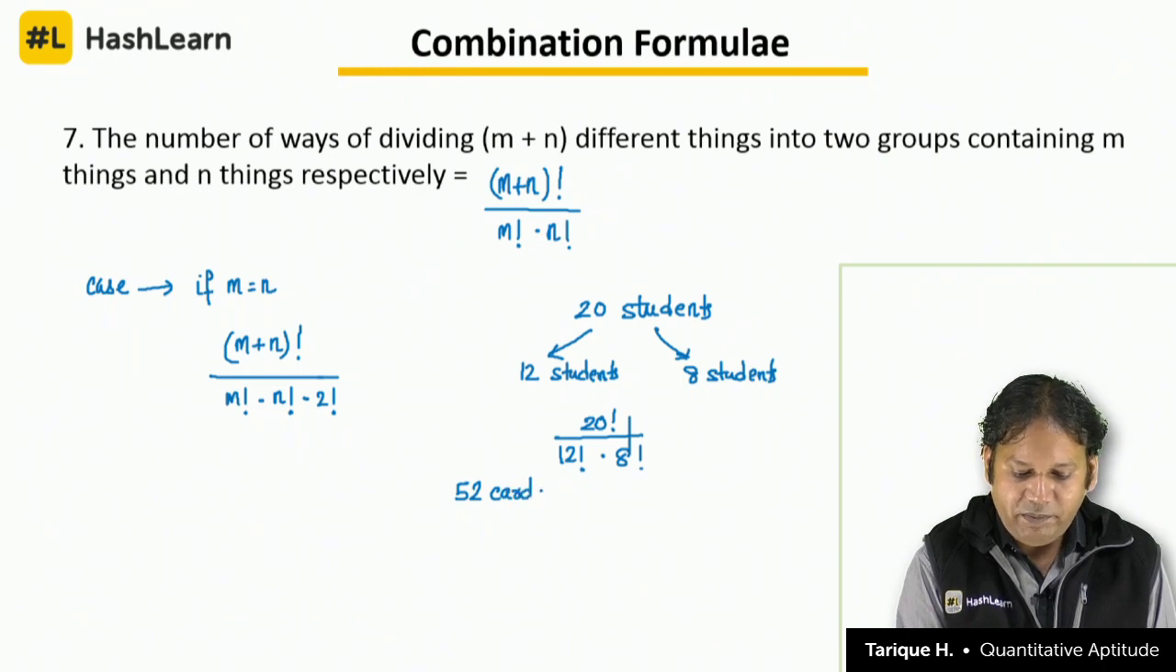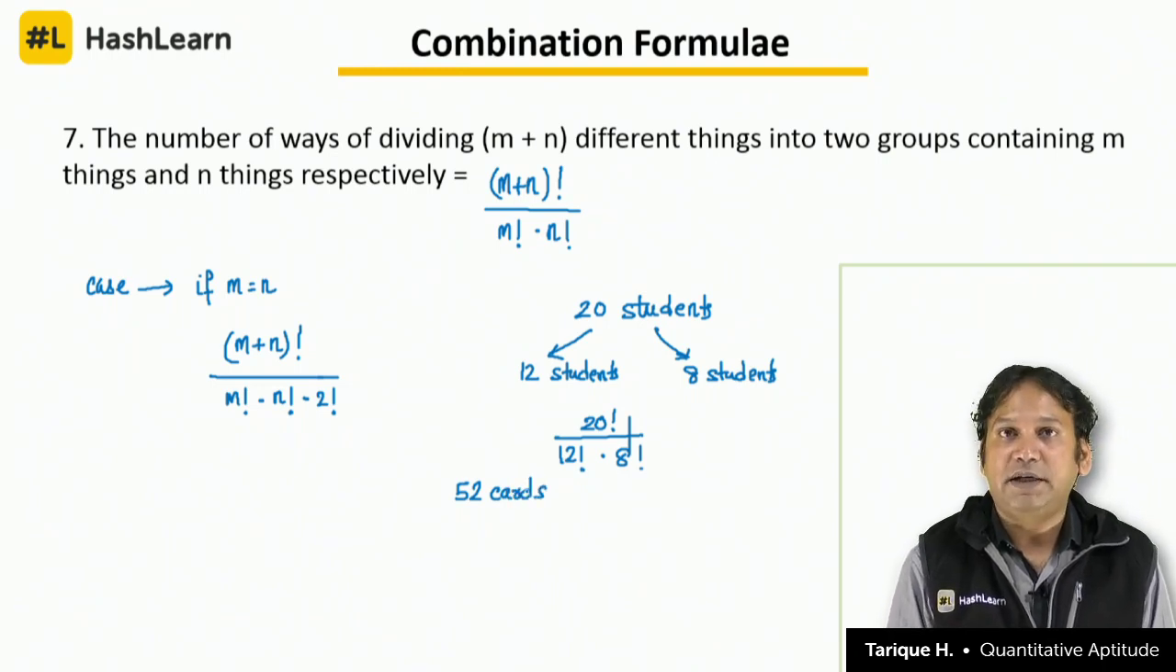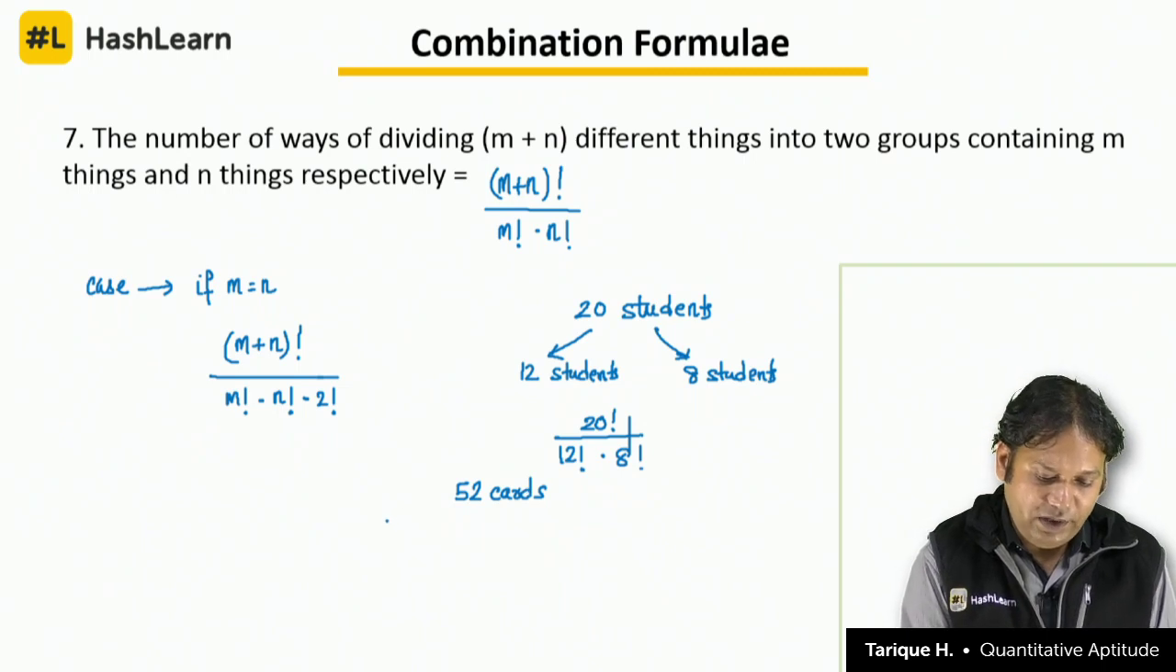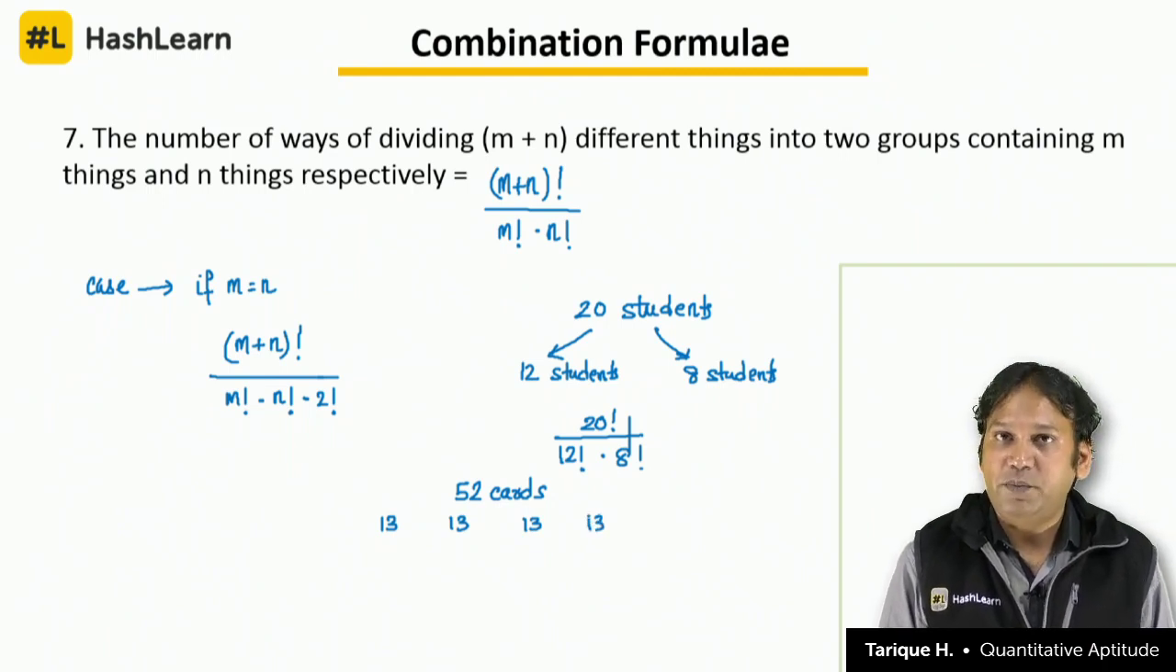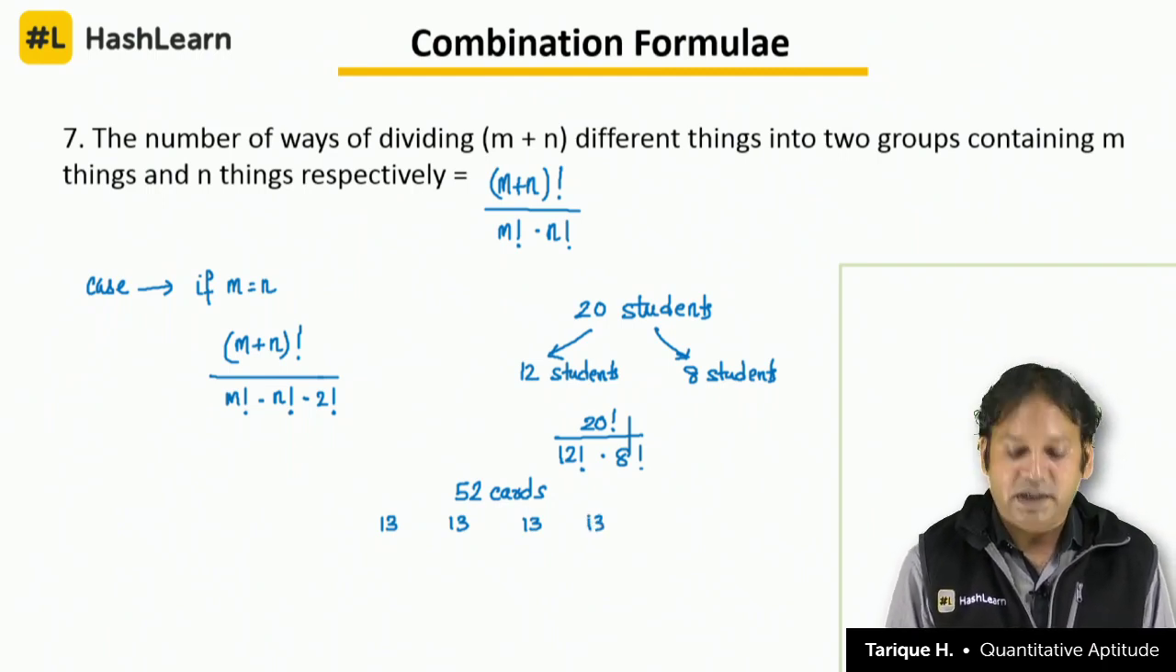Now you divide the cards in a pack of cards into 4 equal groups. If you are dividing into 4 equal groups, each group will contain how many cards? 13 cards. So there are 4 equal groups, 13 plus 13 plus 13 plus 13, that is equal to 52. And dividing the 52 cards into 4 equal groups.